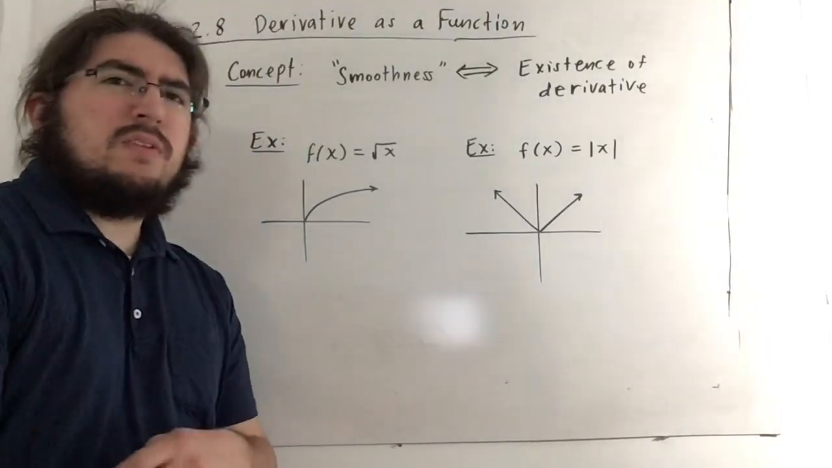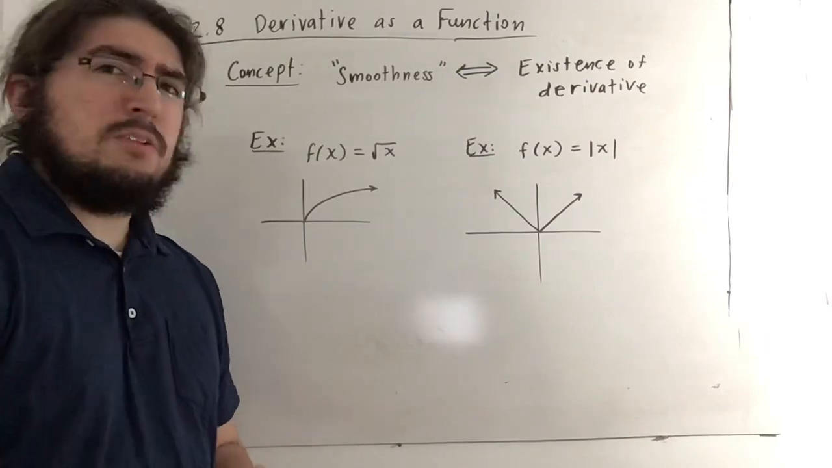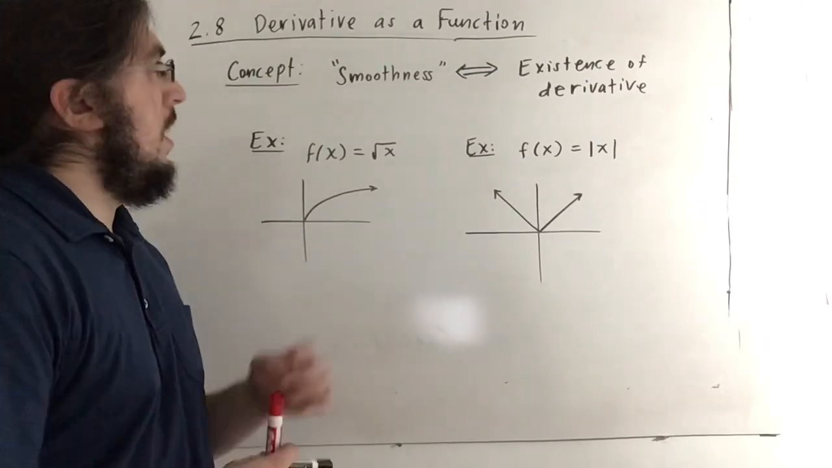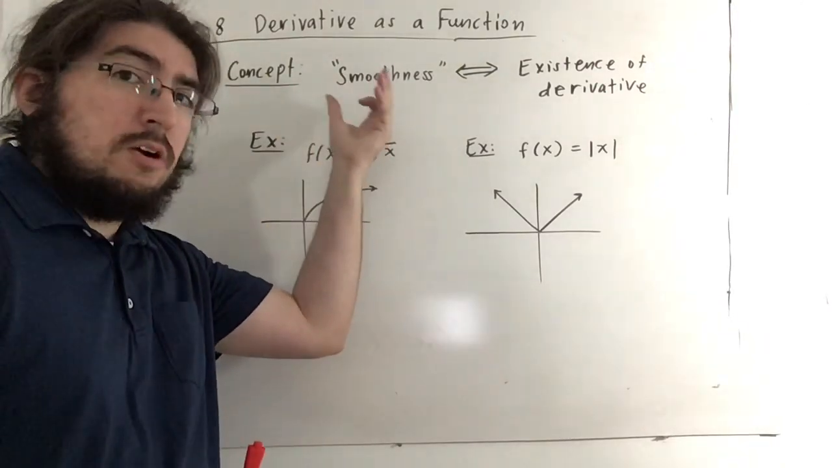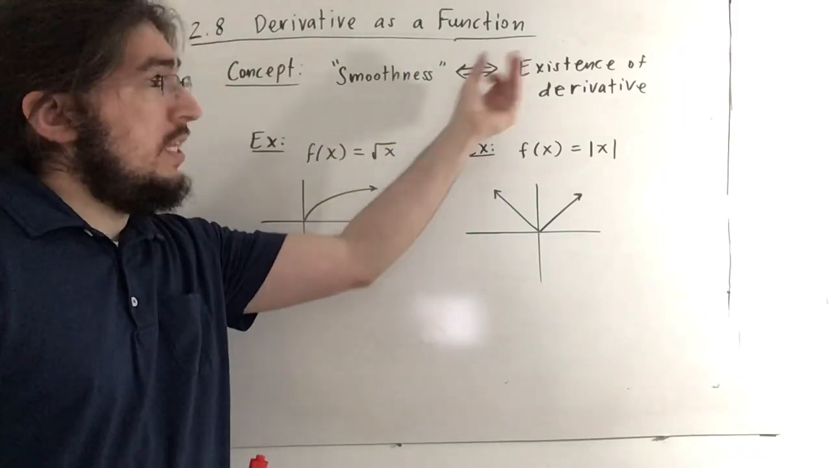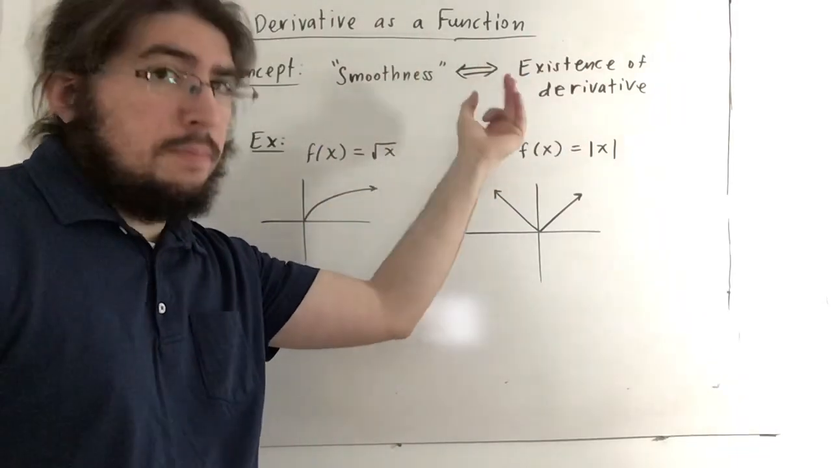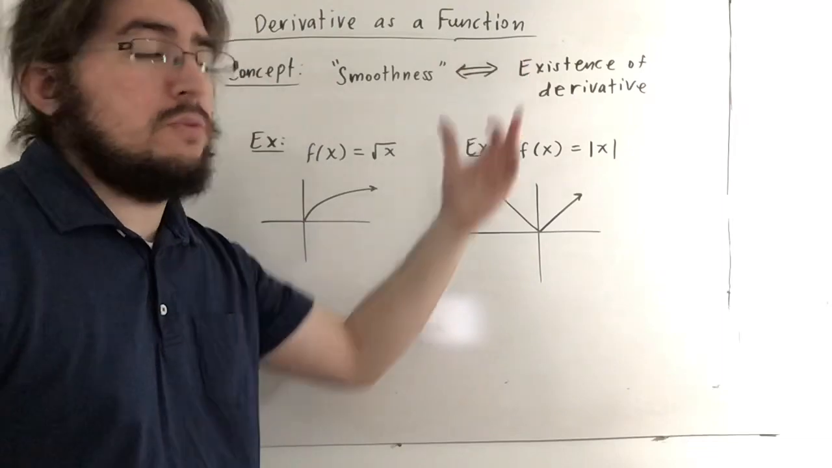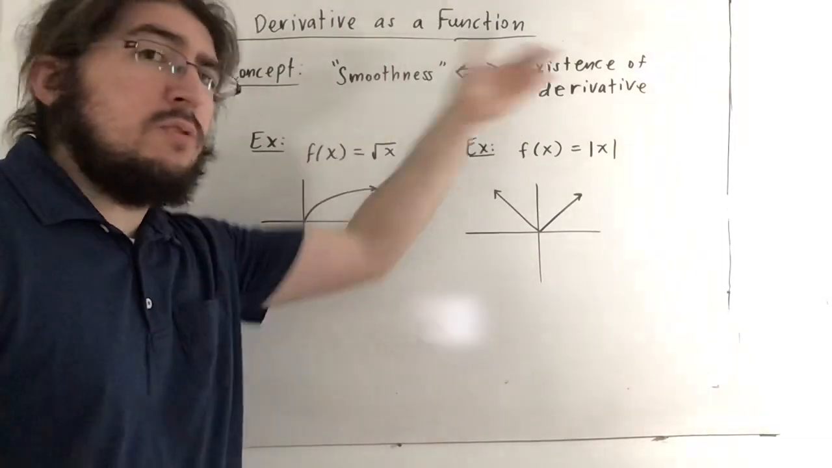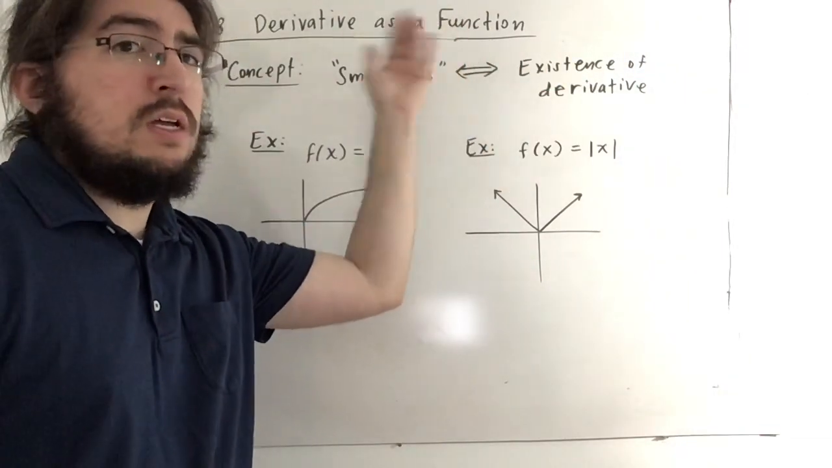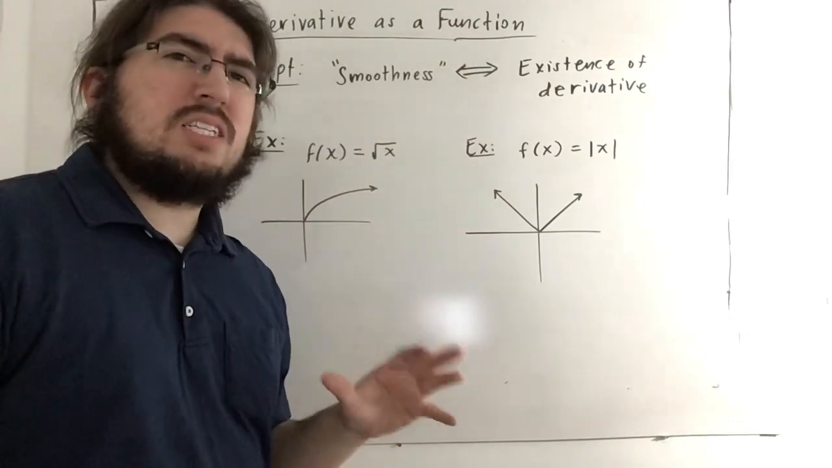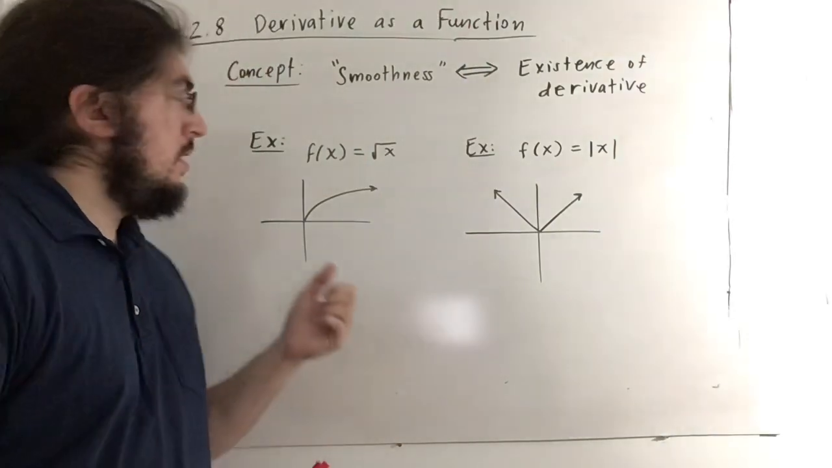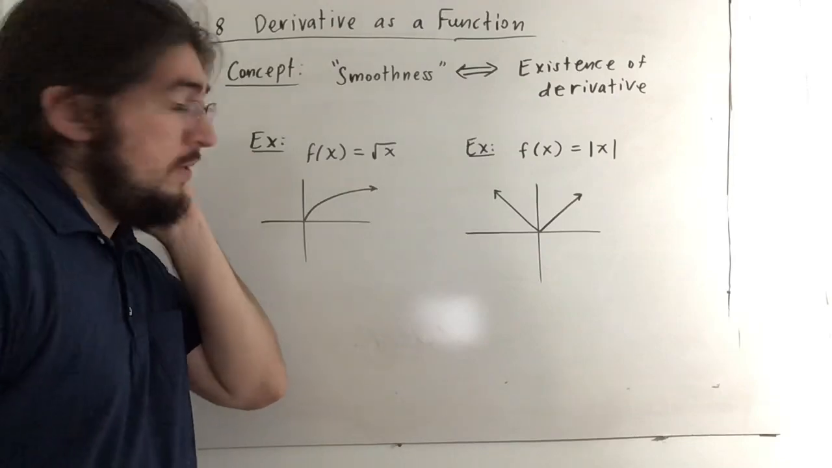Right, so next I want to go over this concept that I think is pretty fundamental, but it's kind of visual. It's the idea that smoothness of a curve is equivalent to the existence of the derivative at the point where it is either smooth or not smooth. So if it's smooth, then its derivative exists. If it's not smooth, then its derivative doesn't exist. And when I say not smooth, I mean sharp edges. So we'll see that with these two examples I've given you here.